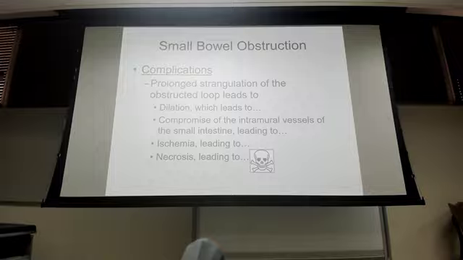Ischemia, first the dilation, then the compromise of the vessels, then ischemia, which leads to the most dangerous complication, strangulation and necrosis. And then you perforate, and you get peritonitis and sepsis and general badness throughout the entire GI system. Life-threatening.